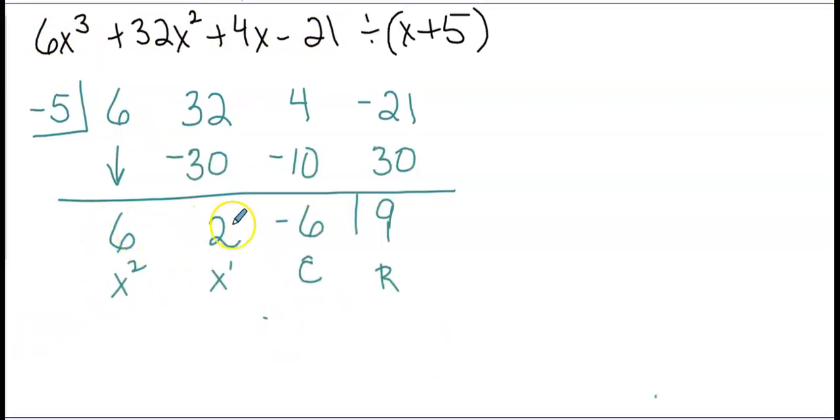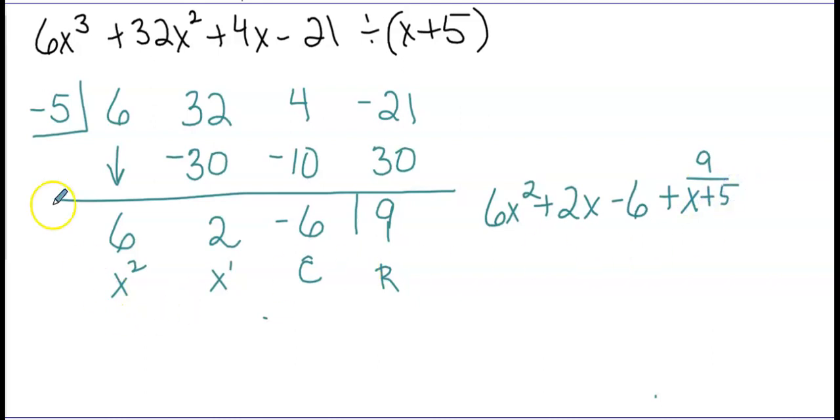Okay, so these are the numbers you should have gotten across the bottom. And 9 is the remainder, so this is not a factor of this polynomial. Your answer would be 6x squared plus 2x minus 6 plus, and then your 9 is your numerator. Your denominator is x plus 5. So that means negative 5 would not be an x-intercept in this graph.